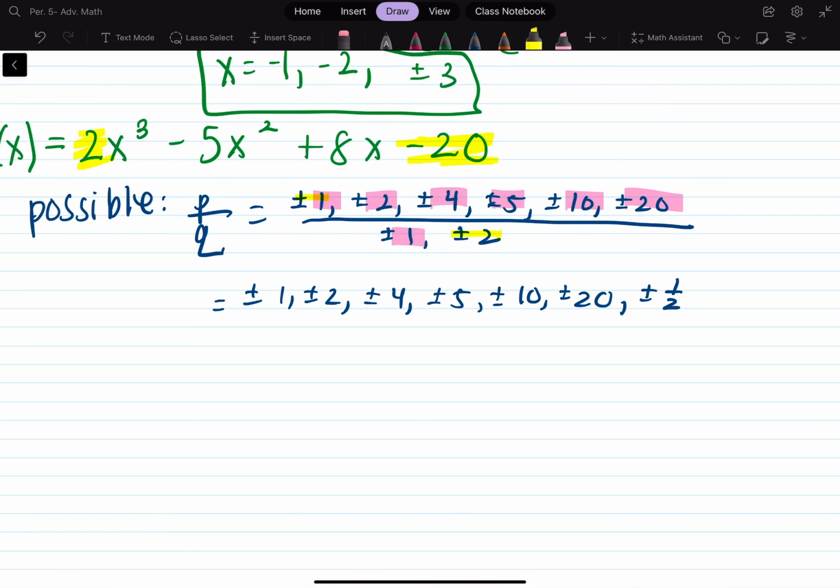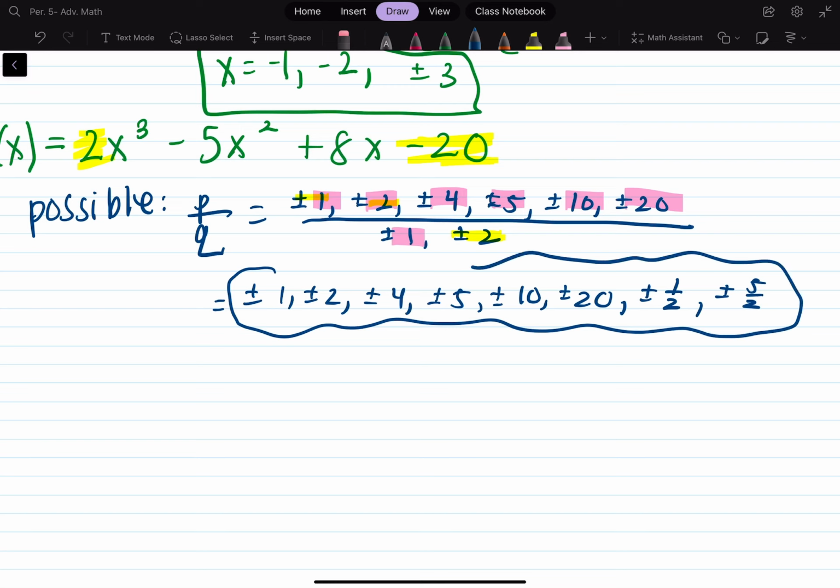And then you have 2 over 2, which is just 1. It's already written out over here, so I don't actually need to write that. 4 over 2, which is 2, I don't need to write that. 5 over 2 is another possible one, so I do need to include 5 over 2. 10 over 2 is 5. That's already written. I don't need to include that. And then 20 over 2 is 10, which is already included. So these would be my last final possible set of zeros to this polynomial.